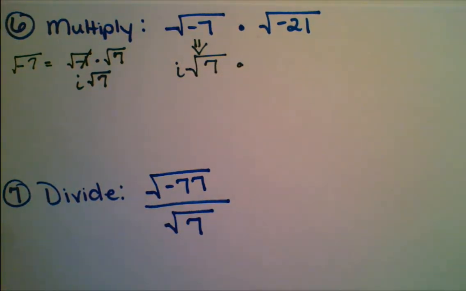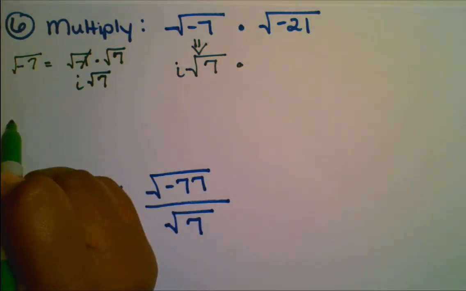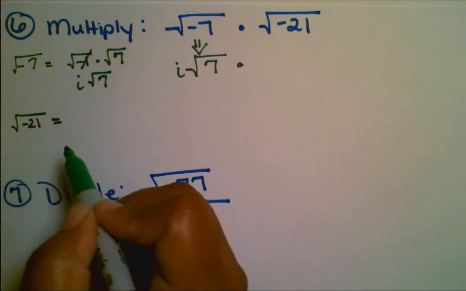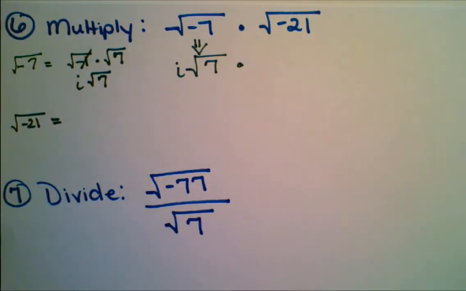So we have i square root of 7 for the first factor. Now the square root of negative 21. First, take out the negative 1 factor.